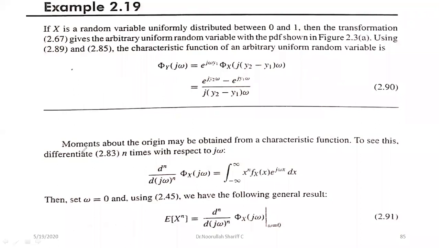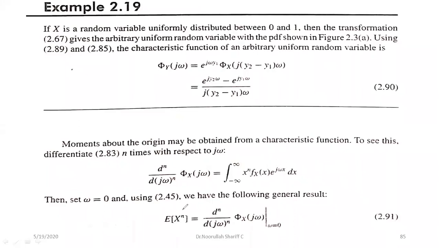Okay. So moments about the origin may be obtained from the characteristic function. To see this, we need to differentiate the 2.83 n times with respect to j omega. So if you differentiate this, d^n by d(j omega)^n, you are differentiating the function inside. So you'll get the integral from minus infinity to infinity of x to the power n f_X(x) e to the power of j omega x dx. If you differentiate that, you'll get x to the power n over here, in addition to whatever was there earlier.